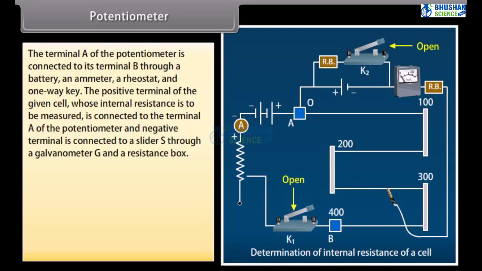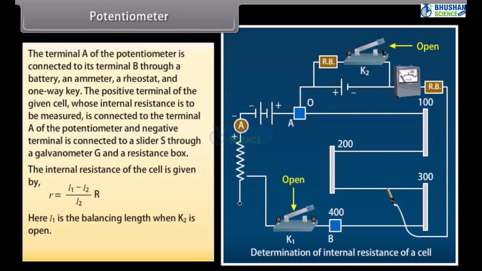The internal resistance of the cell is given by r is equal to L1 minus L2 upon L2 multiplied by R. Here, L1 is the balancing length when K2 is open. L2 is the balancing length when K1 is open.